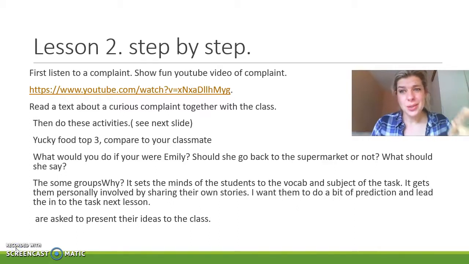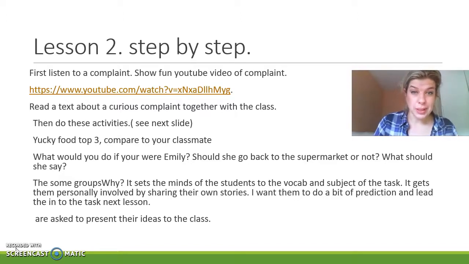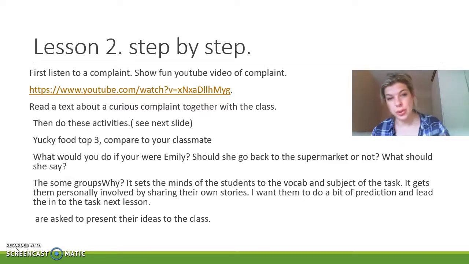So even though it says lesson 2 on top, I'm sorry, it's supposed to be lesson 1. So this is the step-by-step activities that I've done with this lesson. So we have watched a funny video and now we're going to read a text. So you can discuss the video, you can introduce the video a little bit. And I'll show you the activities and the reading material on the next slide. Then I'm going to ask the students some questions, and they're going to prepare a yucky food top 3 of what would be reasons for them to still eat their food.